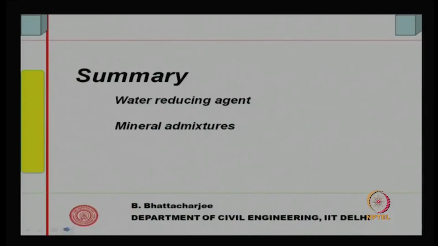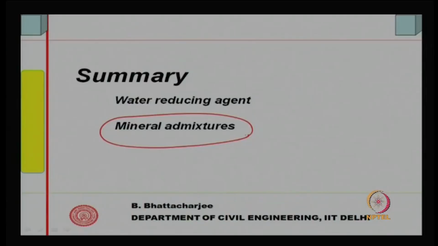First of all we looked into what they are, how they are produced, and then their physical, chemical and mineralogical characteristics. Finally, some mechanical properties. All right, so with this we can conclude our discussion on mineral admixtures.